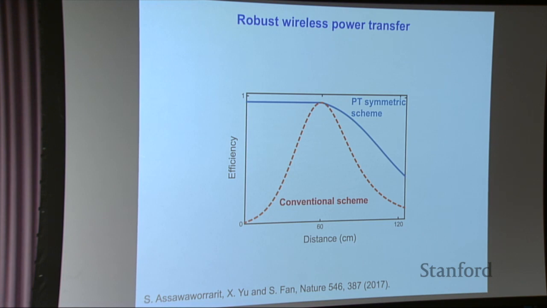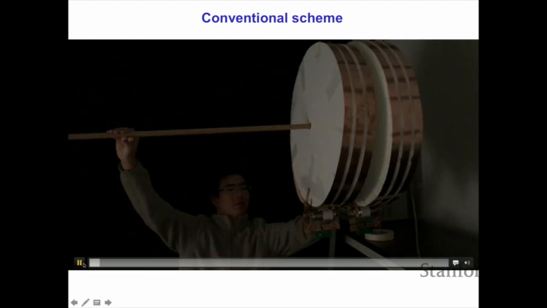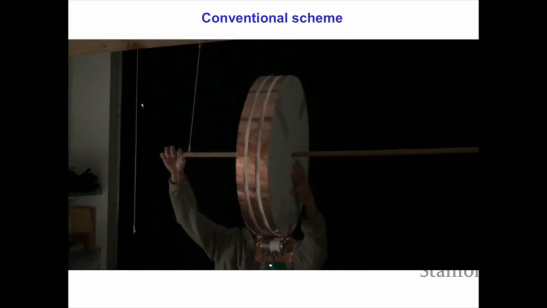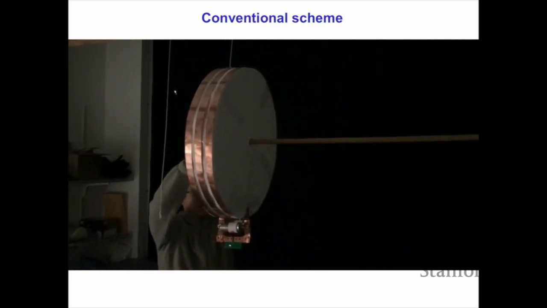As I mentioned, in the conventional scheme, you will only have a single distance at which you will have high efficiency power transfer. So here's the experiment. Sid, who is doing the experiment, is a graduate student in my group. So this is the conventional scheme. As he's pushing apart, what you can see is that the LED lights up, but only at a particular distance. He's going to push it back.